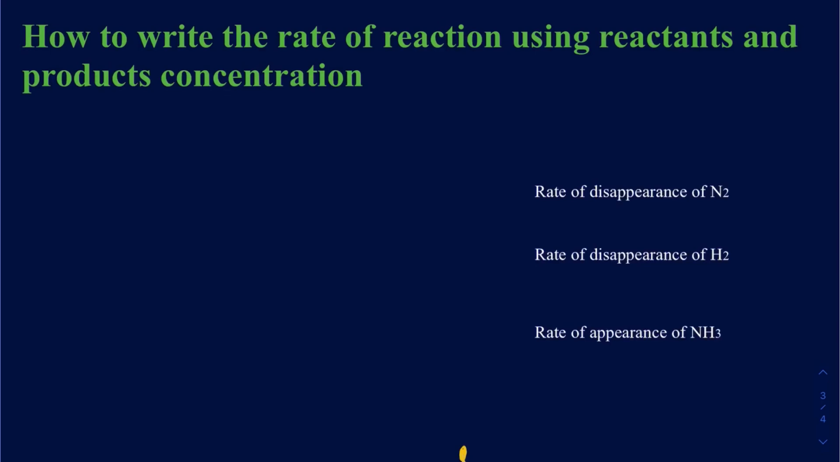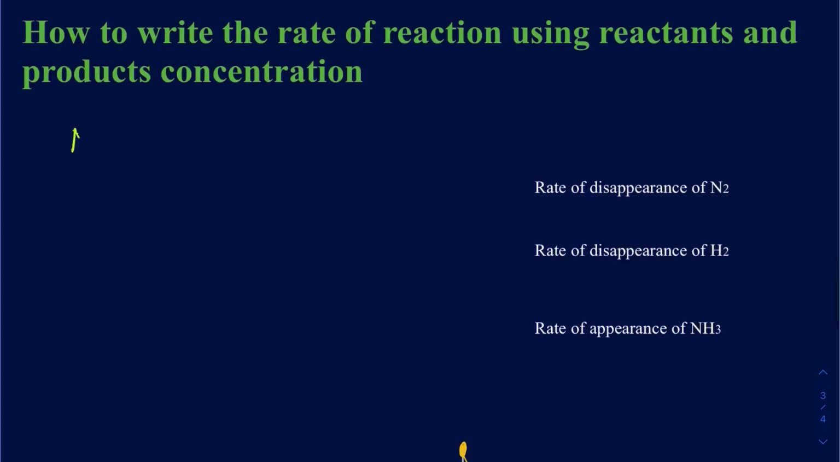In this video, we're going to be learning how to write the rate of the reactions using the concentrations of the reactants and the product. So let me write up a generic reaction. Suppose I have N2 reacting with H2, and it's going on to make ammonia. That's going to be NH3.